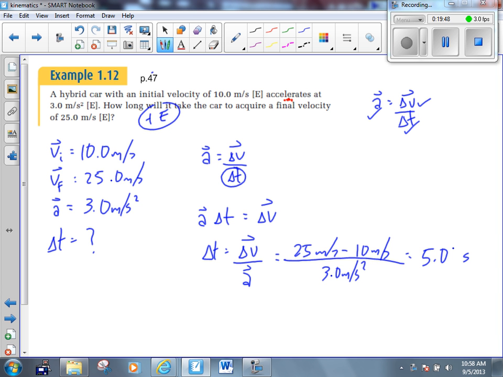Let's take a look at our data. This one has 3 digits. This one has 2 digits. This one has 3 digits. Final answer should be 2 digits. Good. 5.0 seconds.